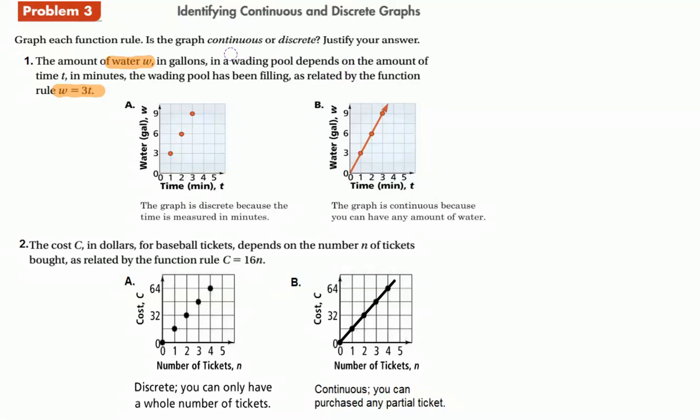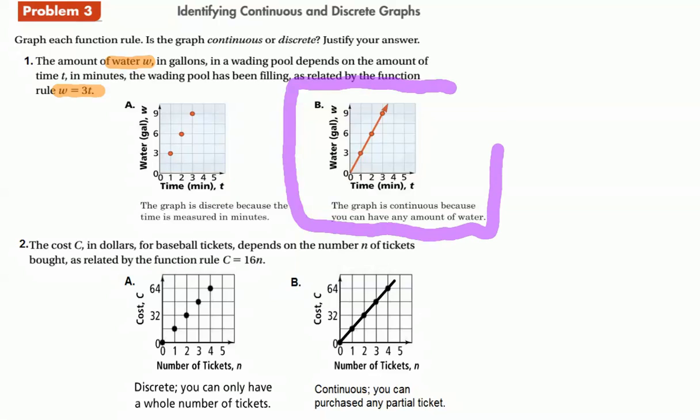Okay, because water can be measured at any set of volume at any point, this would be our answer. It would be B. Water can be measured at any point. It doesn't have to be measured every minute. So that means that if you're looking at this scenario and you were to graph this, this would be continuous, because the water continually flows into the pool. So that would fit under the scenario of being a continuous graph. All right, let's move on to the second one.